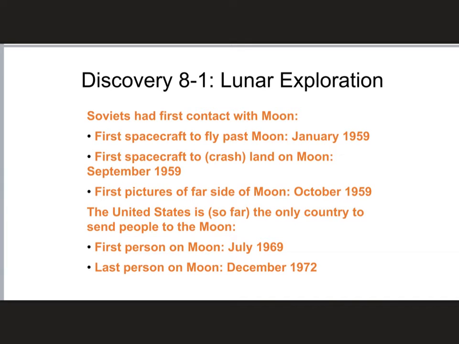So, a few interesting facts about our exploration of the moon. The first spacecraft to ever fly past the moon was in January of 1959. The first spacecraft to crash land on the moon was in September of 1959. And by the way, that crash landing was on purpose. The first pictures of the far side of the moon: in the previous presentation, I showed you a picture of the far side of the moon. The first time any human beings ever saw what the opposite side of the moon looked like was way back in 1959.